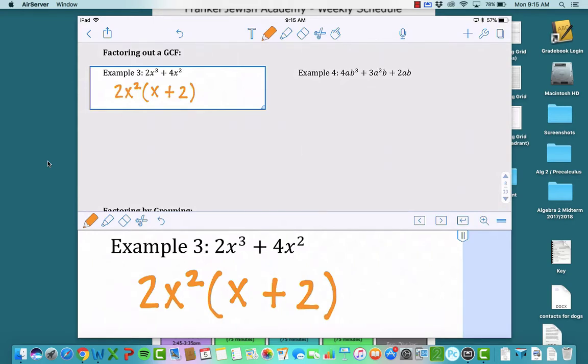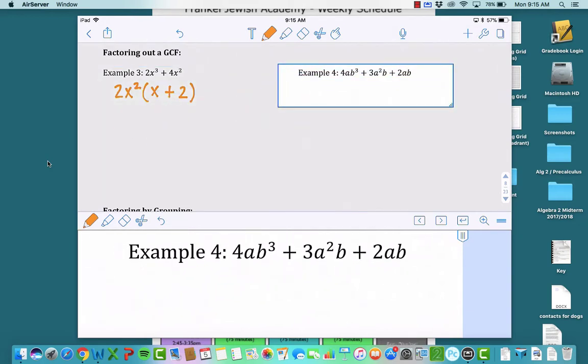I'm just pulling out a greatest common factor. Again, 2x cubed and 4x squared share a 2x squared. So I pulled it out, and then whatever was left stayed in the parentheses. Over here, it's a little more difficult. It looks like I have a 4, a 3, and a 2. And those numbers don't really share anything, so there's no number part of the greatest common factor.